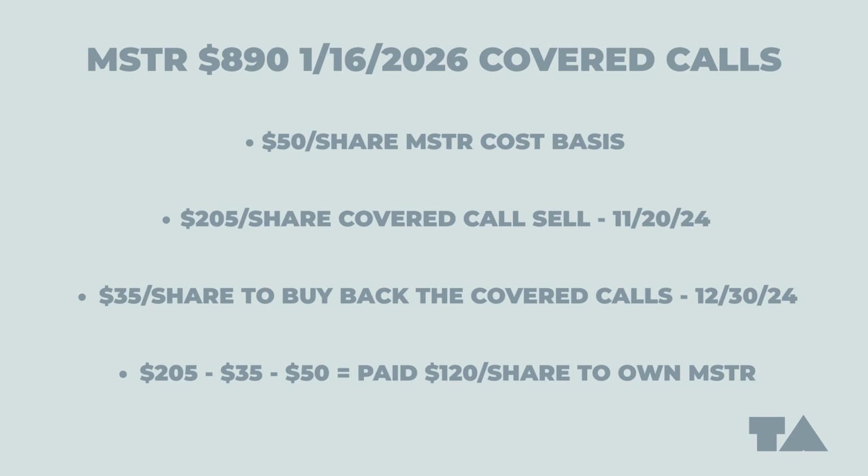So if I'm looking at my overall cost basis on MicroStrategy at being $50, I subtract that from the $210 minus the $35, that gets us to $120 profit. I have basically now been paid $120 per share of MicroStrategy to own and hold that stock. It's a completely risk-free, in the money position for me. And the next contract I sell is just going to be gravy on top of that.